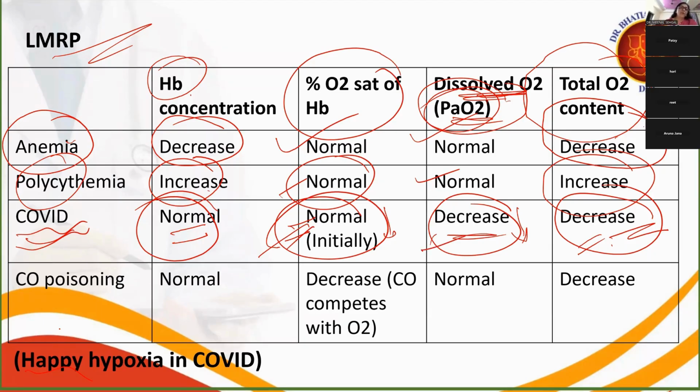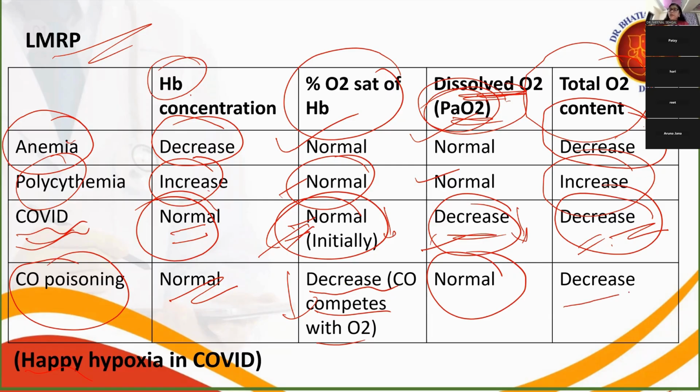What happens in carbon monoxide poisoning? We just read the hemoglobin concentration is normal, but this hemoglobin does not bind oxygen, it binds carbon monoxide because of the 200 times higher affinity. So the oxygen saturation is decreased, but the dissolved part of oxygen remains normal. So the PaO2 remains normal, but the oxygen supply to the tissues is decreased. So I think if you understand without trying to cram the concept, you will never make a mistake in your MCQs.